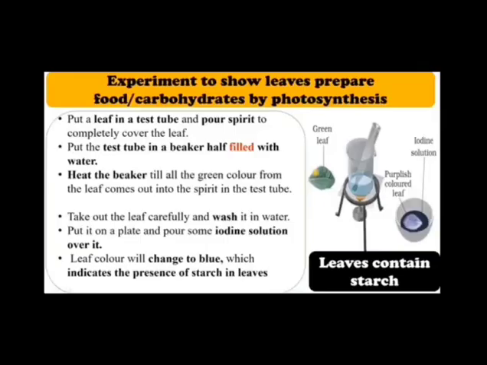So now with the help of some experiment, we will try to prove that leaves prepare carbohydrates and also carry out photosynthesis. Okay. We have studied in chapter 2 that to test the presence of carbohydrates or starch, we need to perform an iodine test. So we will perform this iodine test on our leaf.